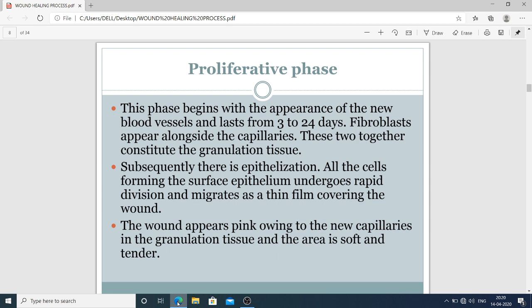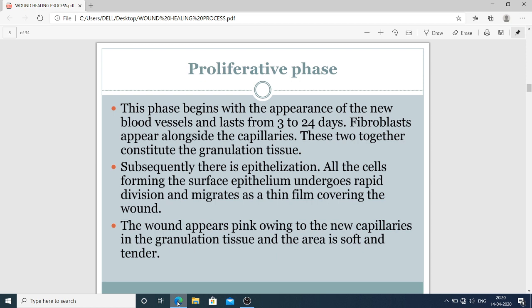Fibroblasts appear alongside the capillaries. I think I have to talk about the capillaries too. Capillaries are the smallest of the body's blood vessels. Fibroblasts appear alongside the capillaries. These two together constitute the granulation tissue.